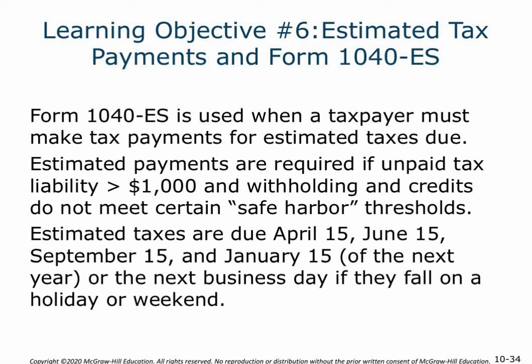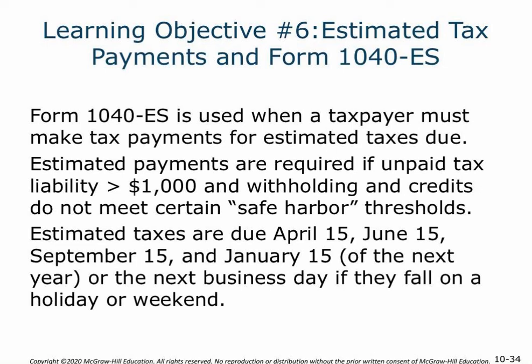If you have greater than $1,000 liability, you need a safe harbor. You need to have some other way to say that a penalty is not going to be assessed. For example, being within 10% of last year's tax liability might be in that realm of a safe harbor, where you're withholding based on that.